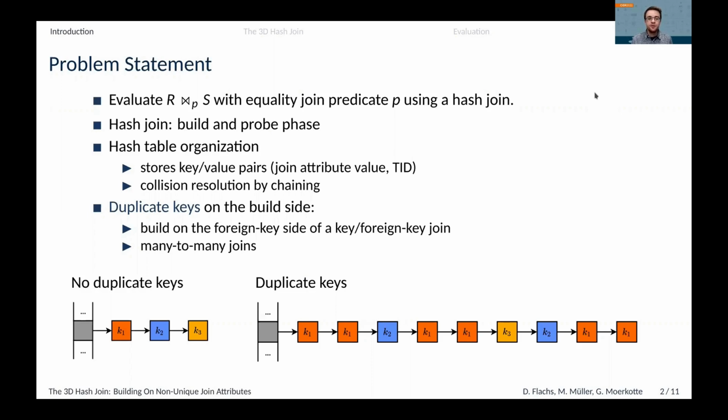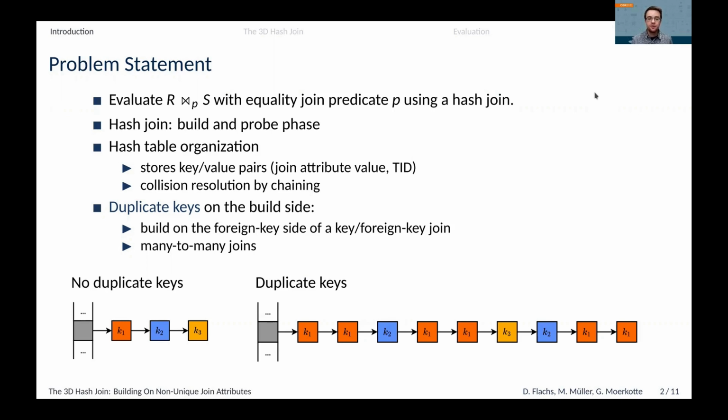Usually, it is assumed that collision chains remain comparably short if the hash function is good. However, this assumption only holds if there are no duplicate build keys. If there are duplicates on the build side, collision chains grow proportionally to the frequency of the respective keys, like in the figure on the right.